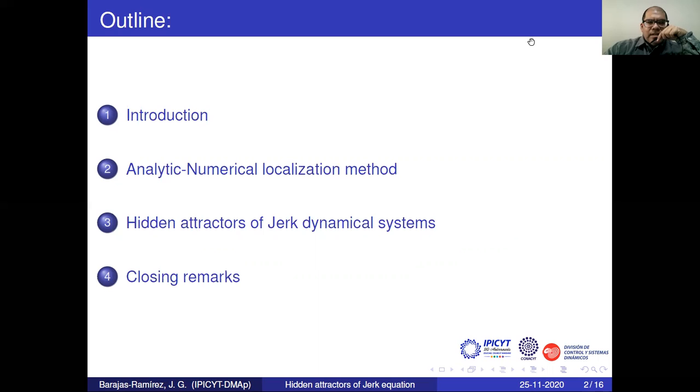We're going to discuss the analytical numerical localization method proposed by Leonov and its application to the jerk dynamical systems that we will be discussing.